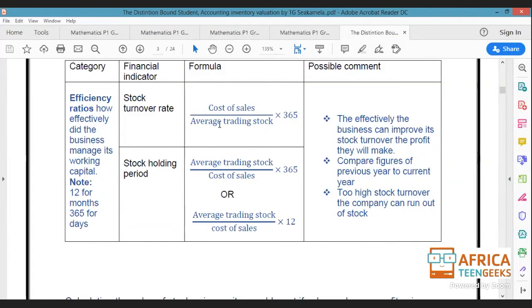Now, how do you calculate your average trading stock? Your average trading stock, guys, remember now, it's when you take last year's trading stock, which is your inventory, and this year's trading stock, and you divide it by 2. Can you see you are averaging your stock? And you have to multiply that by 365. Always.